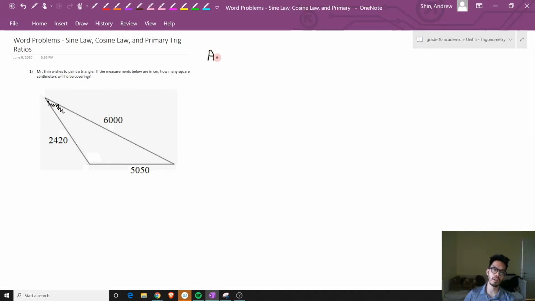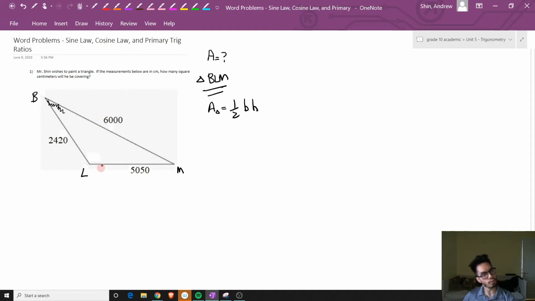Okay? So they want the area of the triangle. We don't have any letters here, so let's call it BLM. So for triangle BLM, we need to find the area. That's really what this question is asking. In order to find the area of this triangle, we know that the area of a triangle is going to be half base times height.